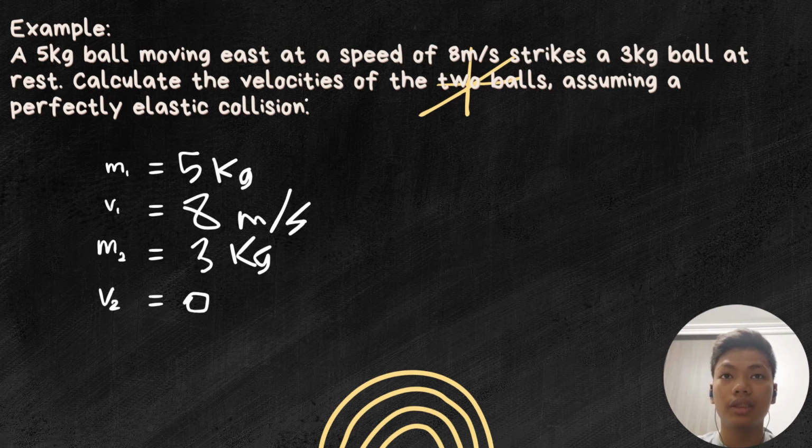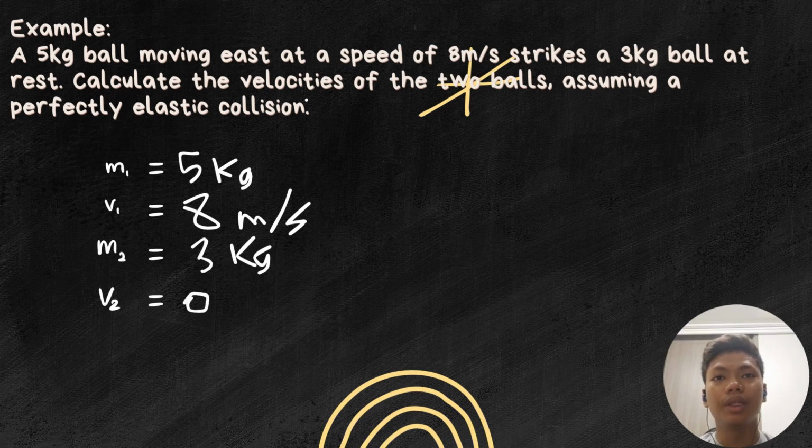The first mass is given as 5 kilograms. The velocity of the first object is 8 meters per second given in the statement. The mass of the object at rest is 3 kilograms. So since, as we have said, it is an object at rest, meaning its velocity is 0. That's why our V2 is 0. So as we can see here, there are two missing variables. Therefore, we need two equations to get those two missing.